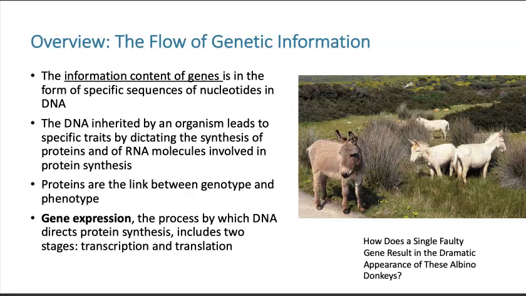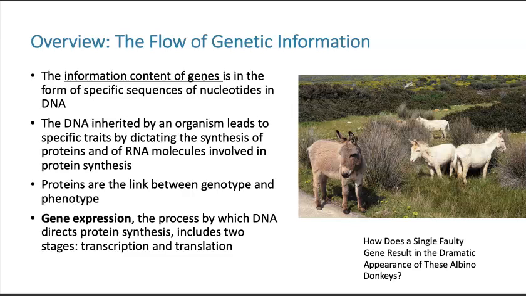We've already talked about how DNA is made up of A's, T's, C's, and G's, and a specific sequence of those nucleotides in DNA actually contains information. We also know that DNA is inherited, like we've been talking about for a couple chapters too, right? It's inherited and it leads to specific traits, but it does that by basically making proteins.